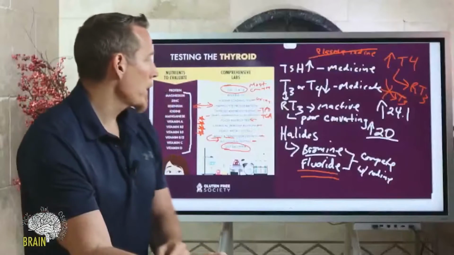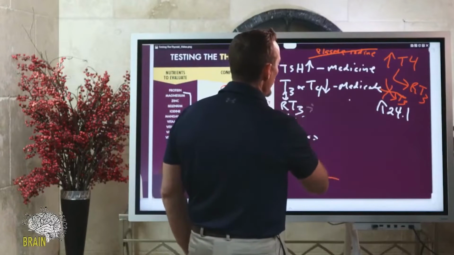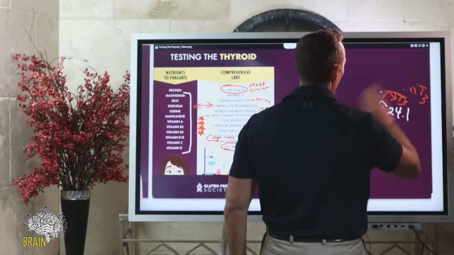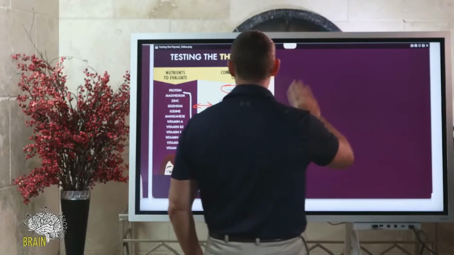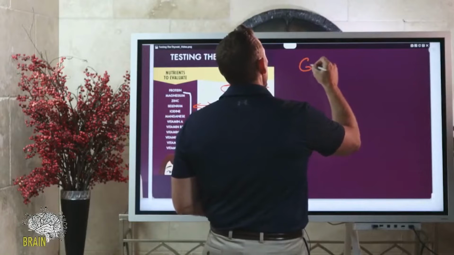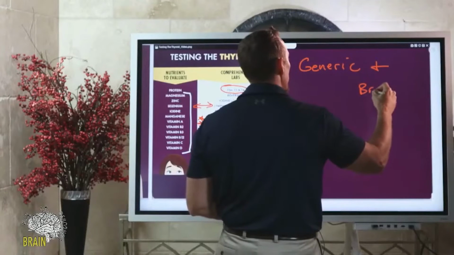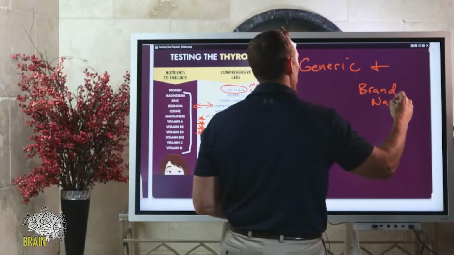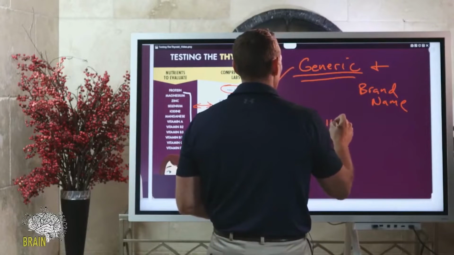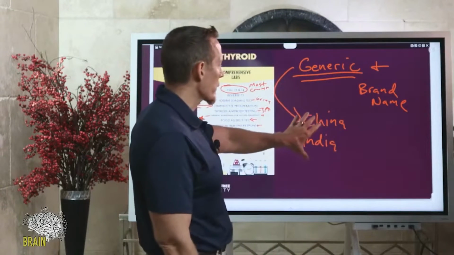Now, on that same note, I'll mention something else that I think is very critical to say. If you are on a thyroid medicine, and you really need it, and you've experimented and done all the things we talked about tonight, and you still need that thyroid medicine and you're still struggling, you should be aware of the difference between generic and brand name medicines. Most generics are made in China and India.